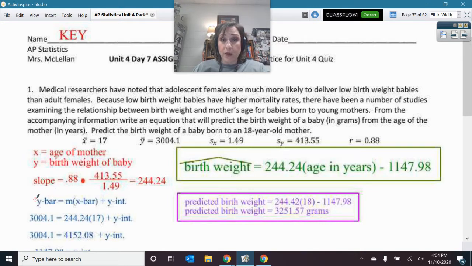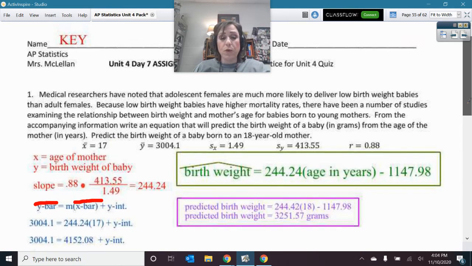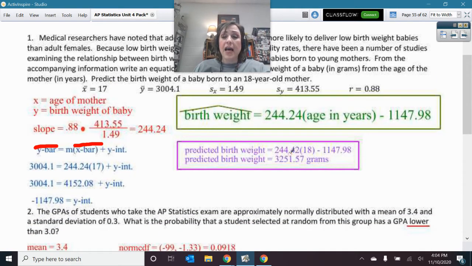Now, this one won't be on the board. This is something that you need to know. You know that your y bar equals m times x bar plus that y-intercept. So then I'm going to fill in 3 of the 4 things that I know. Plugging in that y bar here equals the slope that I just found right here times x bar, which is 17, plus that y-intercept. So I solved for the y-intercept and determined that it was negative 1147.98.